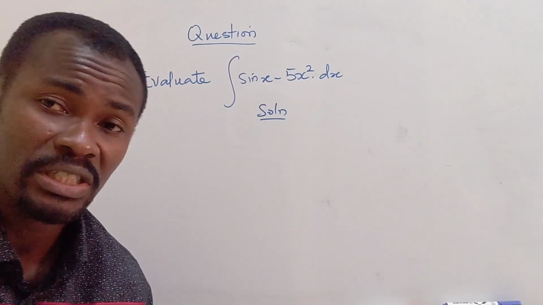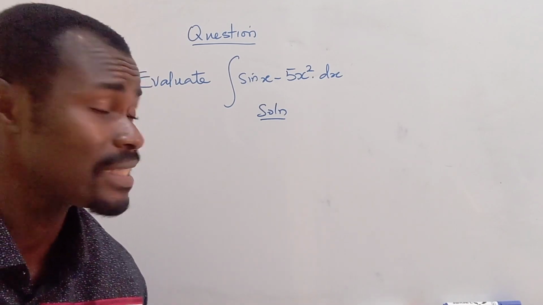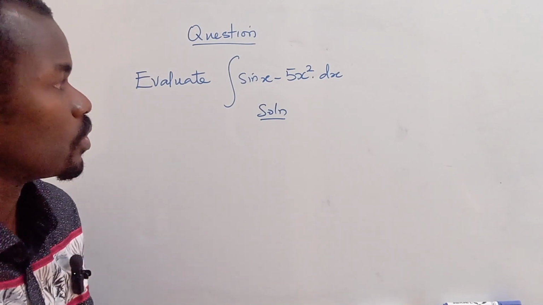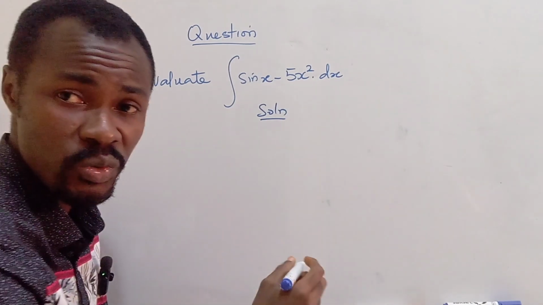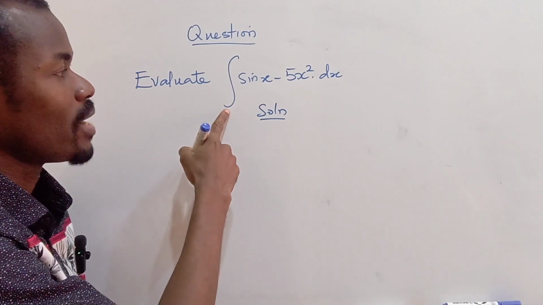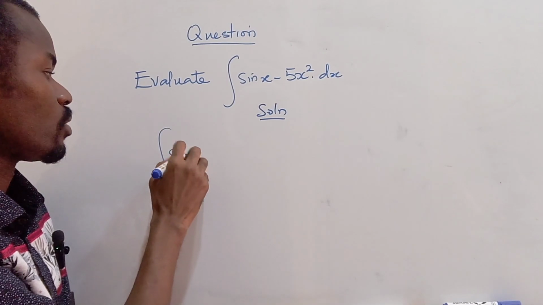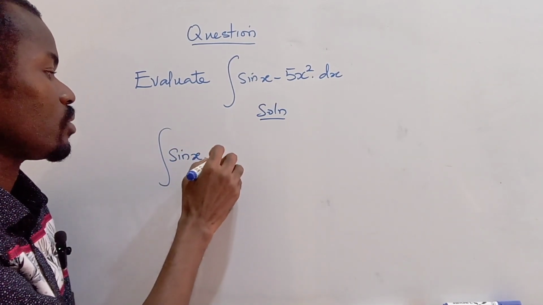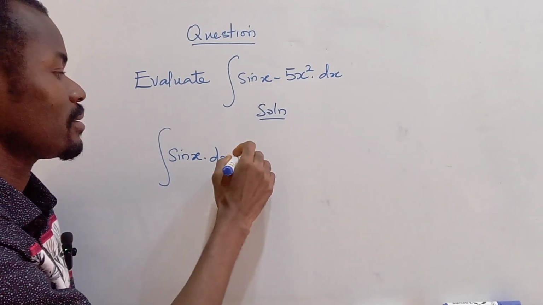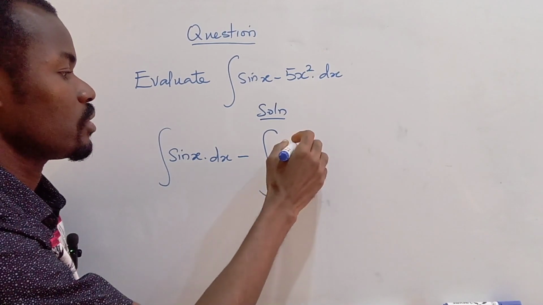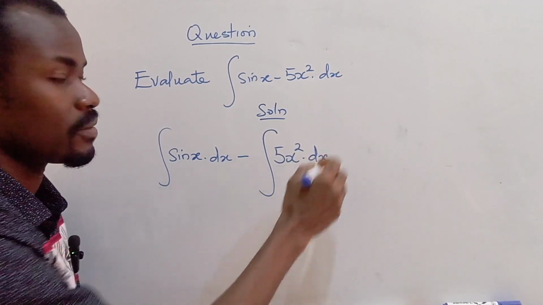We have a problem on integration that says evaluate the integral of sine x minus 5x squared with respect to x. All we need to do in this simple problem is break this up. So I'm going to have the integral of sine x with respect to x, then minus the integral of 5x squared with respect to x.